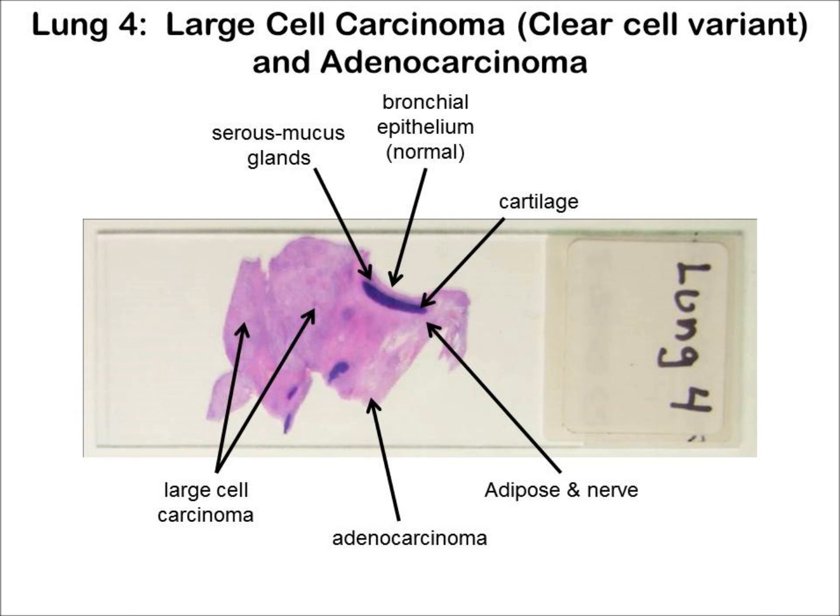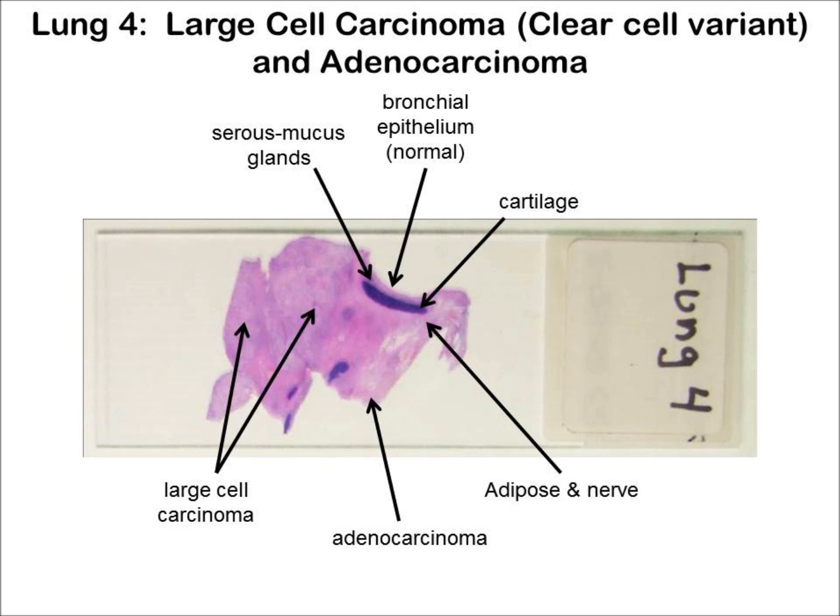Now examine the slide labeled Lung 4 that contains both large cell carcinoma and adenocarcinoma. This slide is notable for several reasons. First of all, the diagnosis of this specimen is somewhat ambiguous. It contains two different types of tumors, which can occur occasionally. The large tumor mass appears to be a clear cell variant of large cell carcinoma. In addition, there are several smaller regions that appear to be adenocarcinomas.